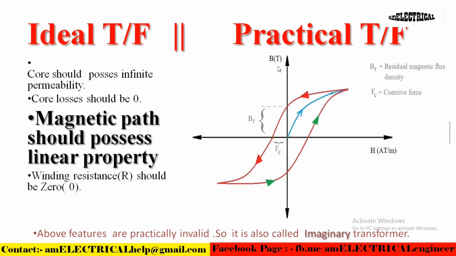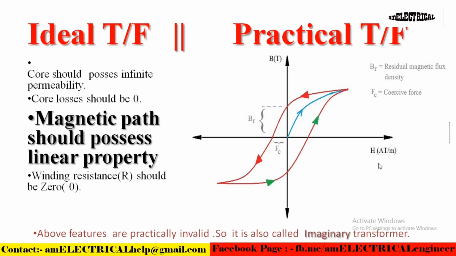And H represents the magnetic field intensity. We already know that H equals Ni divided by L. We have discussed this formula in Ampere's law, which you will find in the working principle of transformer video. As H equals Ni divided by L, the unit is ampere turn, Ni being the number of turns multiplied by current, divided by L, which is length, so its unit is meter. So the unit of H will be ampere turn per meter.